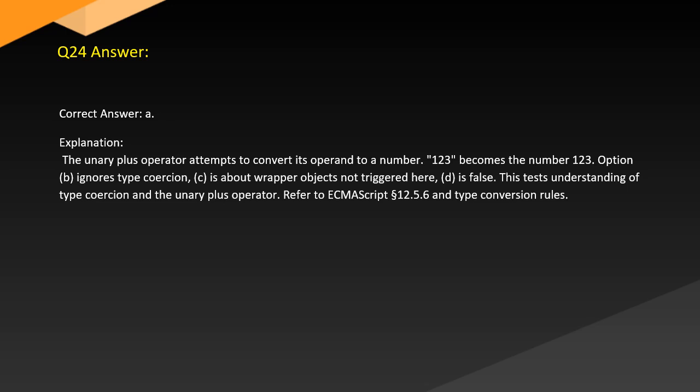Answer. Correct answer A. Explanation. The unary plus operator attempts to convert its operand to a number. "123" becomes the number 123. Option B ignores type coercion. C is about wrapper objects, not triggered here. D is false. This tests understanding of type coercion and the unary plus operator. Refer to ECMAScript section 7.1 and type conversion rules.